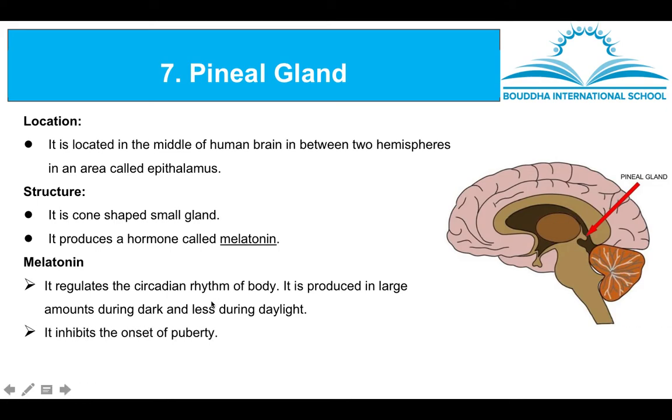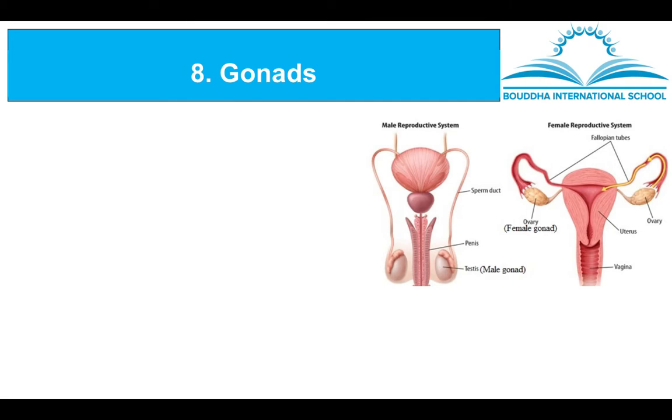It also inhibits the onset of puberty, means it will help to push back the beginning of puberty, and in lower animals it helps to bring the color change of skin, like you might have seen in an animal like the chameleon. We also call it garden lizard, where it can change the skin color, and that is possible due to this hormone called melatonin.